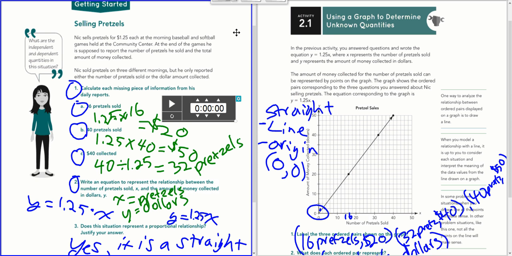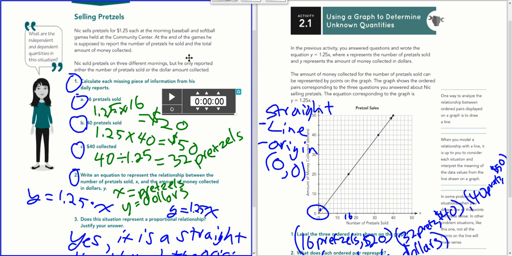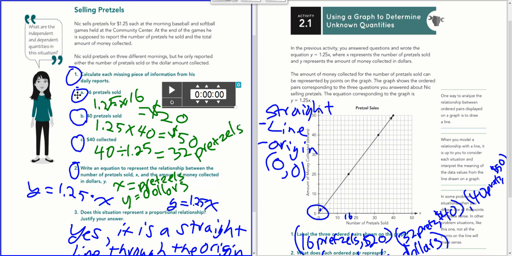All right, this video is on using graphs to solve equations. We're starting on page 184 in our textbook, and we see the situation where Nick sells pretzels for $1.25 each at the morning baseball and softball games at the community center. So at the end of the game, he's supposed to report the number of pretzels he's sold and the total amount of money collected. All right, so they give us this data.